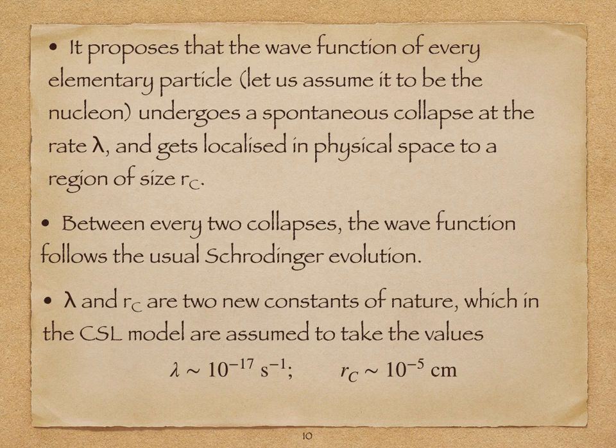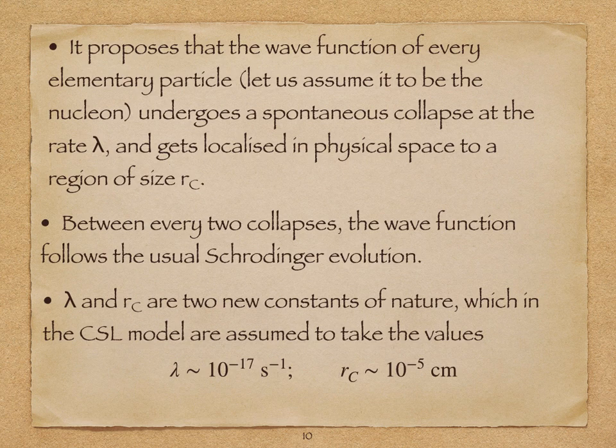So what we are saying is, whatever we see happening in experiments when a quantum system interacts with the measuring apparatus, that happens all the time in nature, nothing to do with the measuring apparatus. It's just that the collapse rate would be extremely rare for nucleons, but very frequent for macroscopic systems. So that's the idea. Spontaneous collapse is happening in nature all the time. Between every two collapses, the wave function follows the usual Schrodinger equation.